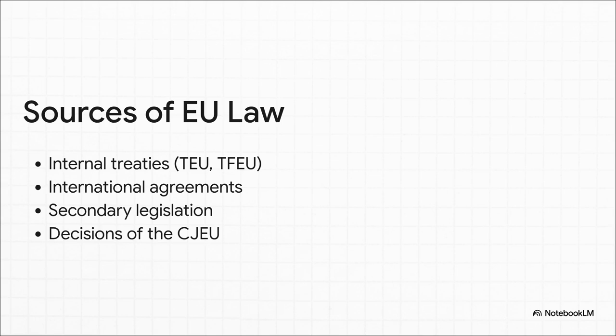Sitting at the absolute top are the internal treaties and protocols, specifically things like the TEU and TFEU. Think of these as the constitution of the EU. Right below the treaties, we've got international agreements negotiated by the EU on behalf of its members. Then comes secondary legislation, which we'll break down in just a sec. And finally, we have the decisions of the Court of Justice of the European Union, or the CJEU. Now, even though the EU doesn't have a formal system of binding precedent like English common law, the CJEU's case law is incredibly prominent. It's what ensures legal certainty across the whole Union.